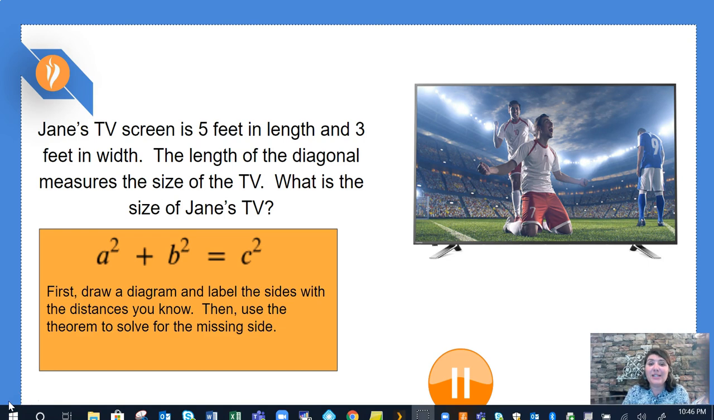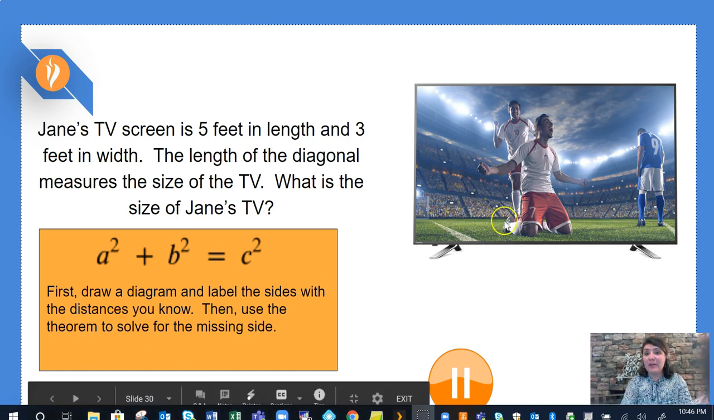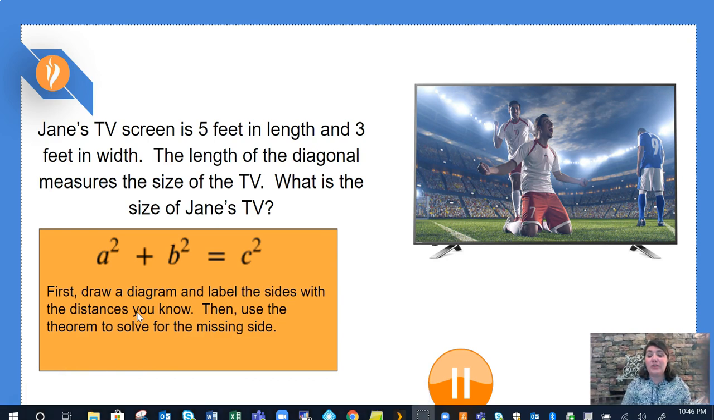Jane's TV screen is 5 feet in length and 3 feet in width. The length of the diagonal measures the size of the TV. What is the size of Jane's TV? So let's look at what we have for our picture here. Remember, first draw a diagram and label the sides with the distances you know. Then use the theorem to solve for the missing side.